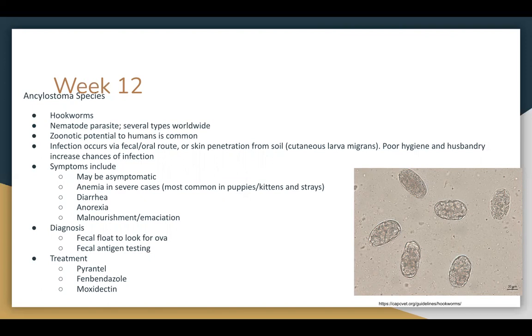Symptoms of hookworms: animals can be asymptomatic. There will be GI signs, so diarrhea, anorexia, malnourishment, and emaciation. And in severe cases, it can result in hookworm anemia, which will need a blood transfusion for treatment. Diagnosis is either fecal floating to look for the ova or fecal antigen testing that is sent off to a separate lab. And then treatment typically includes pyrantel, fenbendazole, and moxidectin.